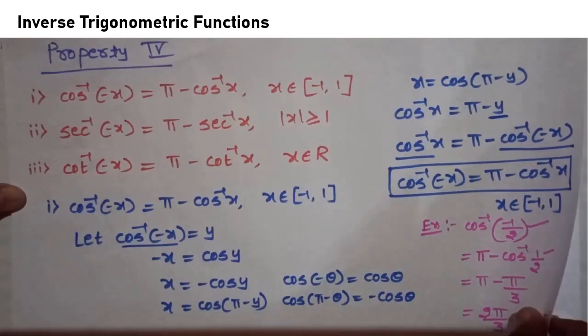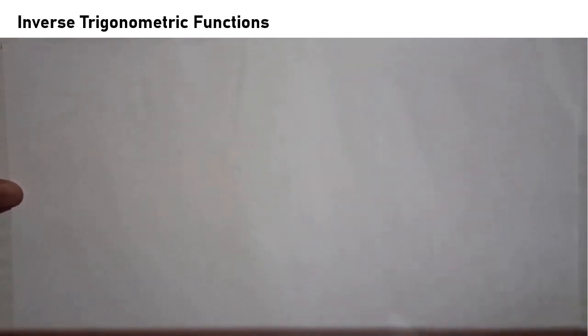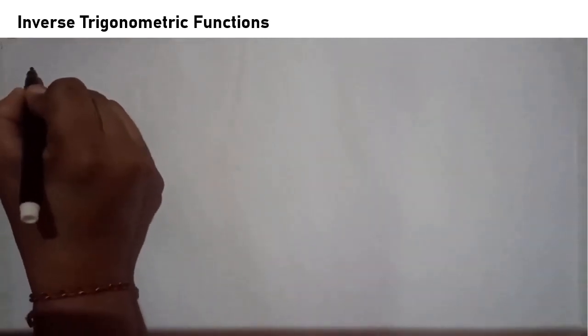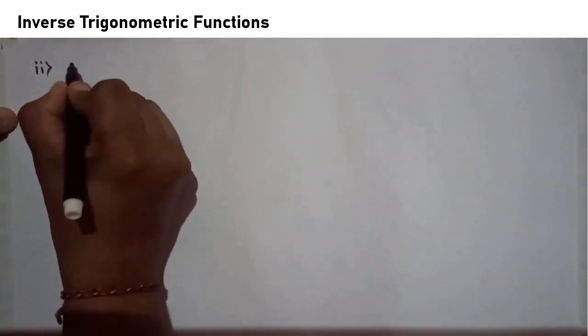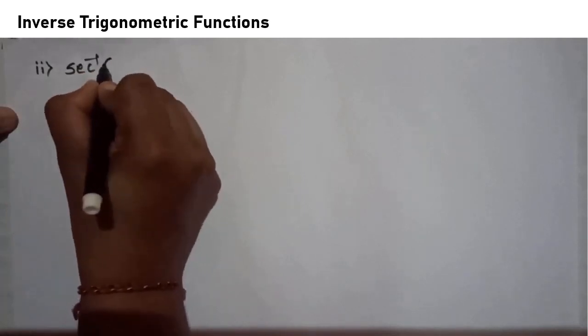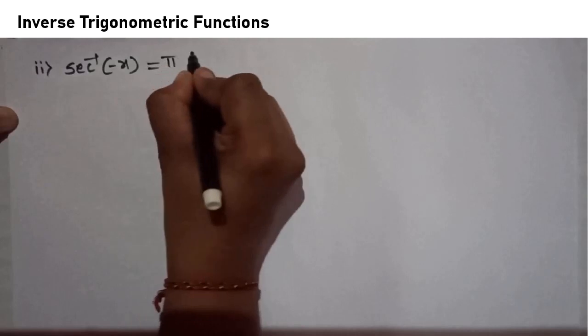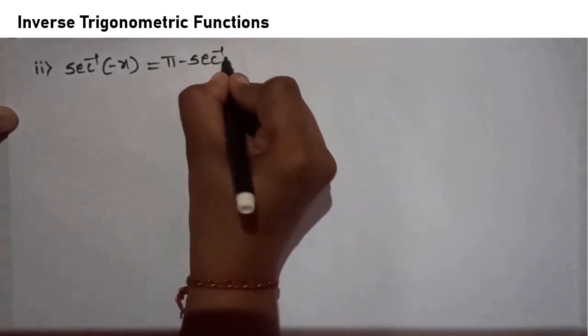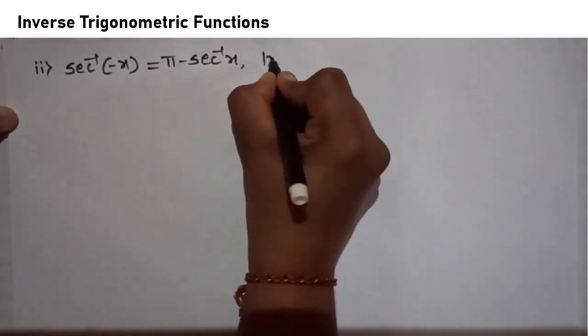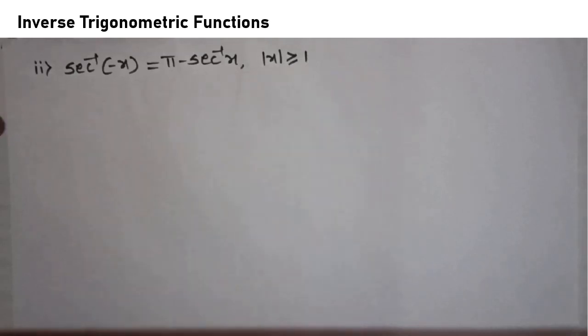So, now we'll prove the second property. The second property is sec inverse of minus x. Sec inverse of minus x is what? Pi minus secant inverse x, with mod x greater than or equal to 1. So, how to prove this property? We'll prove this property. They may ask proving the properties for 2 marks.